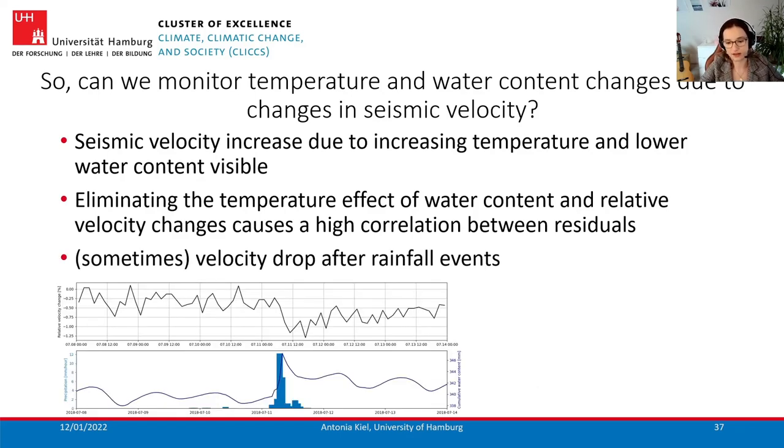And third, we saw that we can sometimes see a drop in velocity after a rainfall event, but we can't see it after every rainfall event. So the question is, when can we see a drop in velocity? When can't we see a drop in velocity? What causes this difference? And maybe then we could also use seismic recordings to measure rainfall events, maybe in areas where we do have seismic stations, but less information about the rainfall.